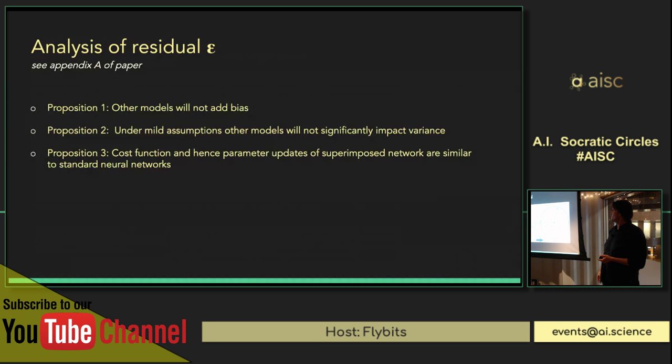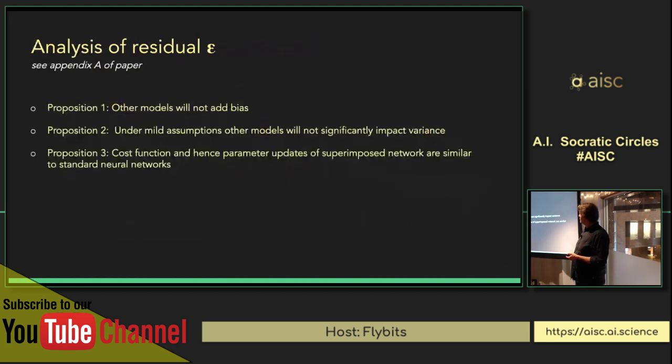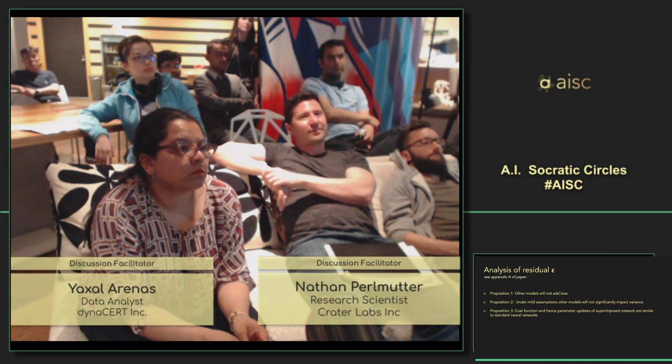So this is the visual representation of the basic idea. We have two questions. Yeah, go ahead. Can you go back to the propositions? Because I think there's a lot of content there. Can you say a little bit more about what you mean by bias in proposition one? In the paper it says expectation bias of epsilon goes to zero, right?